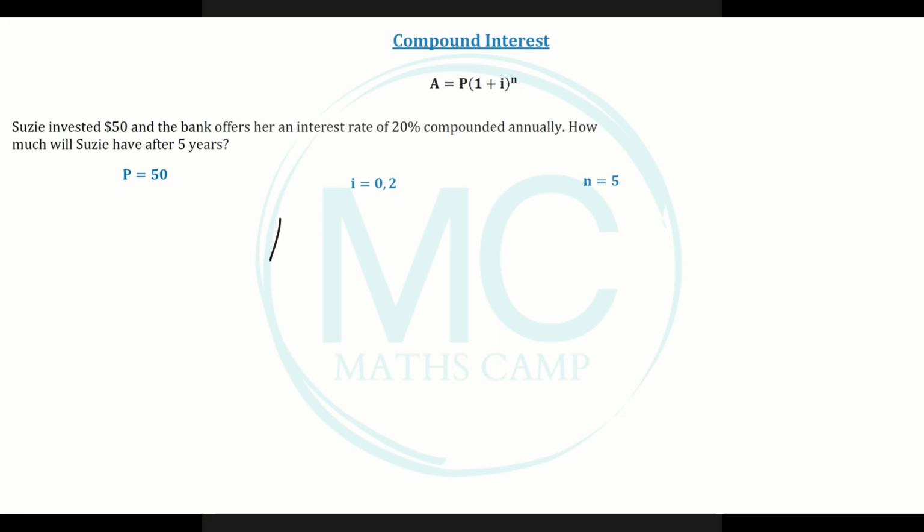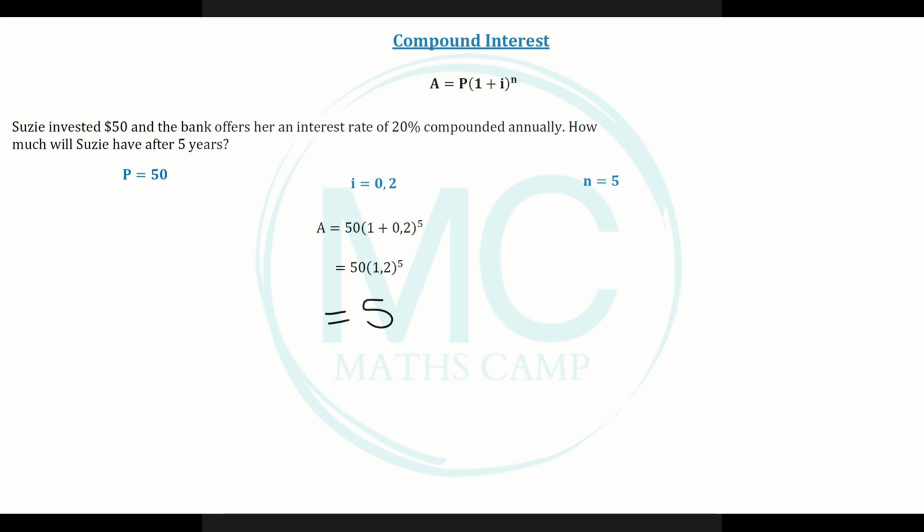So we say A is equal to P, which is 50. Open our bracket. Then we have 1 plus the value of i, 0,2. Close the bracket to the exponent of n, which is 5. Now we have 50 outside of our bracket. Inside, 1 plus 0,2 gives us 1,2 to the power of 5.